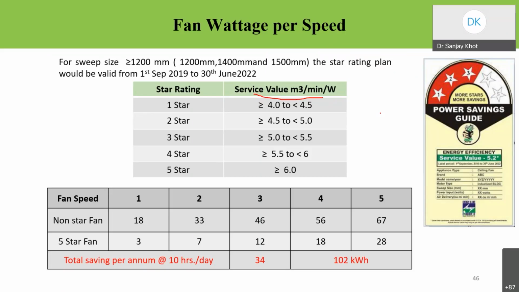So it is always better to purchase a fan with the higher service value, even if you need to pay some extra charges. We have done a study with a non-star fan as well as a 5-star fan. At the first speed, the non-star fan consumes 18 watt, while the 5-star fan consumes only 3 watt. Similarly at the third speed, it is 46 versus 12 watt, and for the highest speed it is 67 and 28. If I compare only these speeds, the yearly saving is around 100 electric units. This is a huge saving.